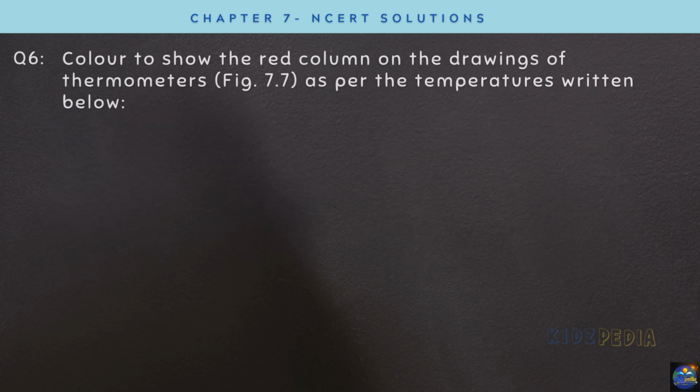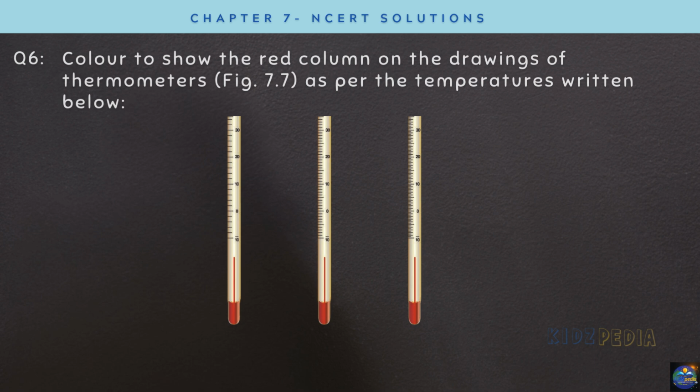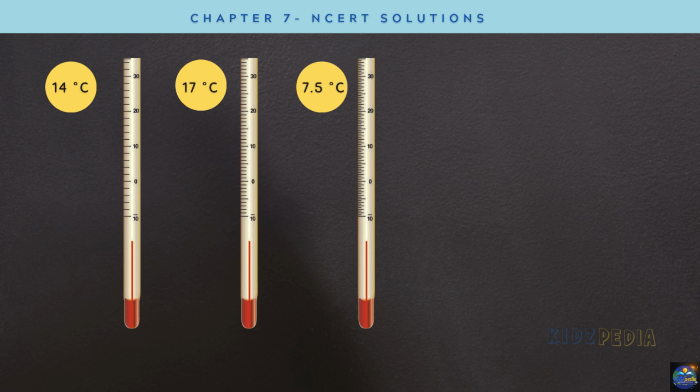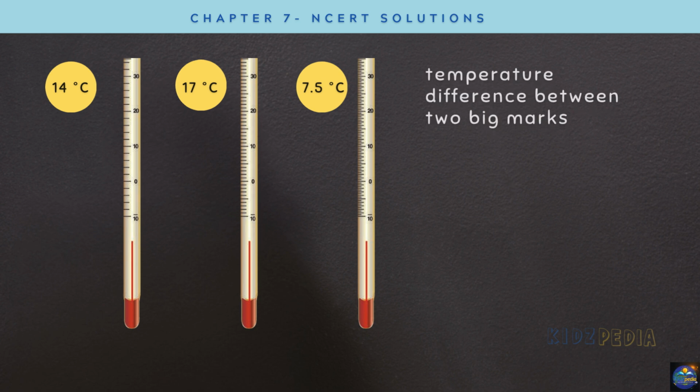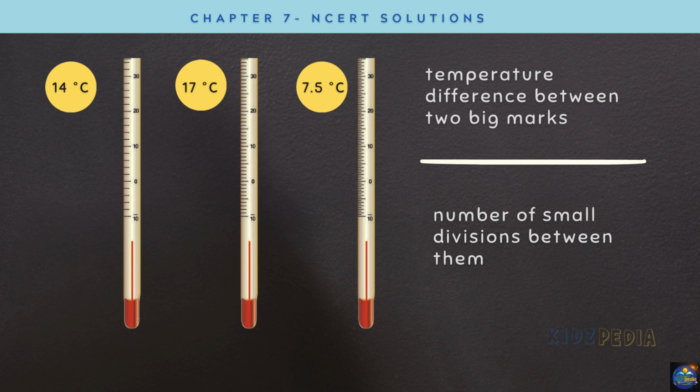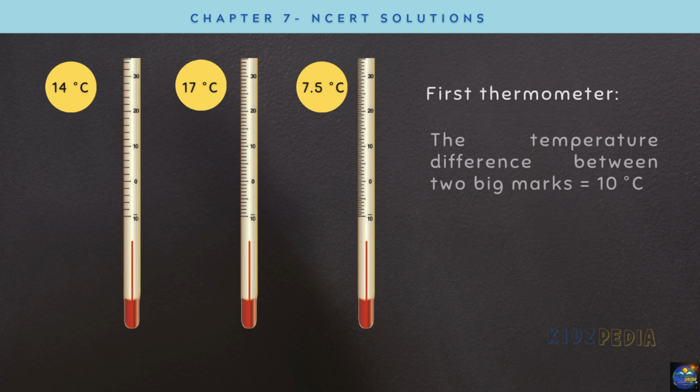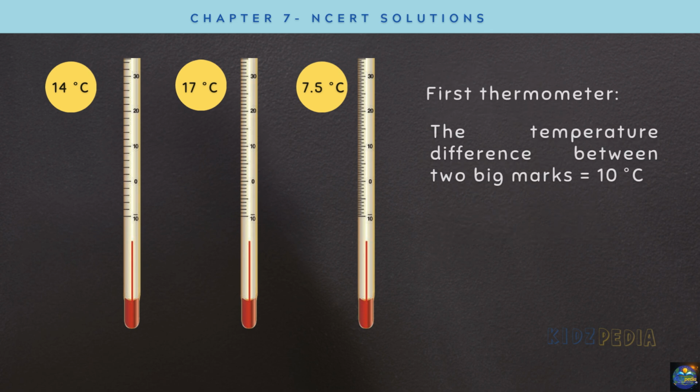Sixth question, color to show the red column on the drawings of thermometers, figure 7.7 as per the temperatures written below. So here we have to color the red column of the thermometer drawings according to the temperatures given. The value of one small division depends on the temperature difference between two big marks divided by the number of small divisions between them. For first thermometer, the temperature difference between two big marks, let's say 0 degrees Celsius to 10 degrees Celsius is 10 degrees Celsius.